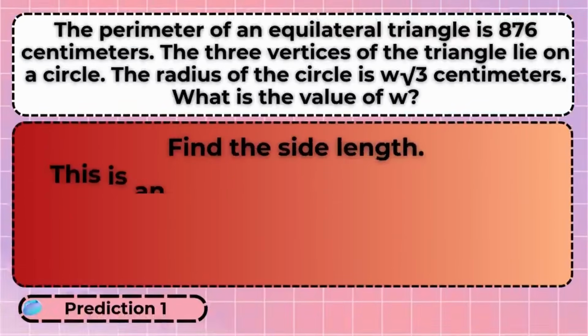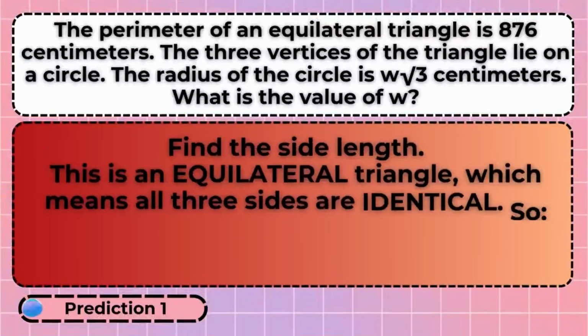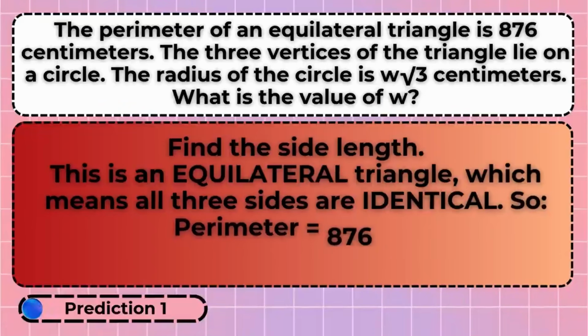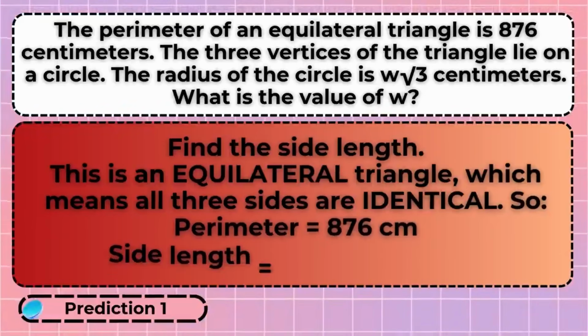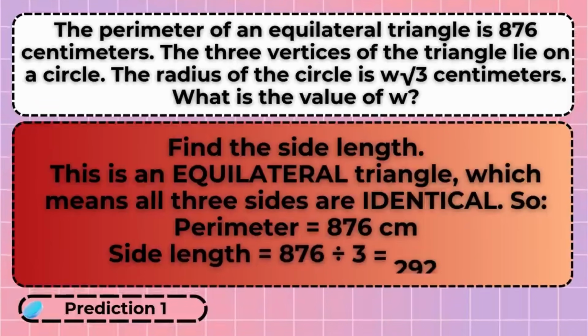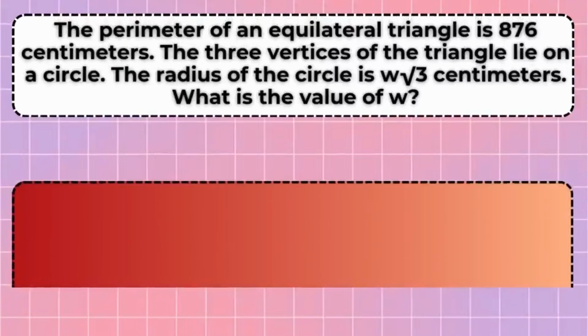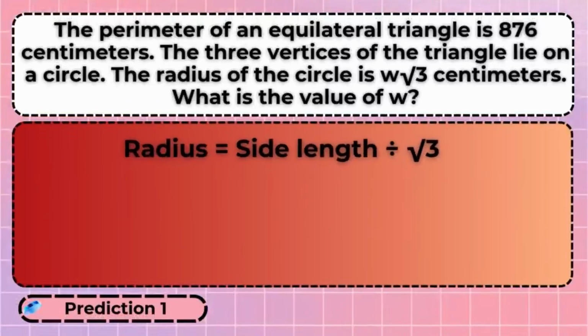So firstly, we should find the side length. This is an equilateral triangle, which means all three sides are identical. So perimeter equals 876 centimeters, and side length would be 876 divided by 3, which equals 292 centimeters. Now we have to find the connection between the side length and radius. When an equilateral triangle is inscribed in a circle, there is a magical relationship. Radius equals side length divided by the square root of 3. This is the formula that can change this SAT question, the formula that can take you from being a struggling student to crushing these types of problems.